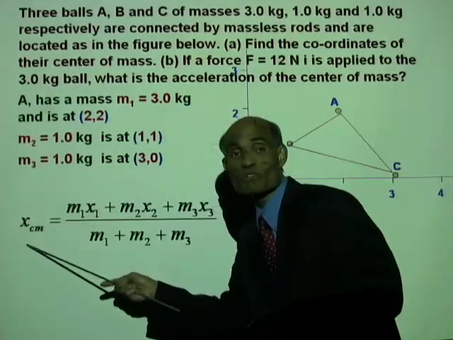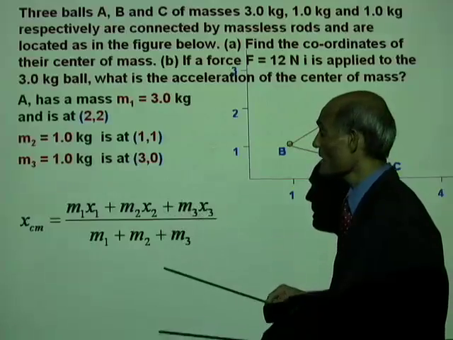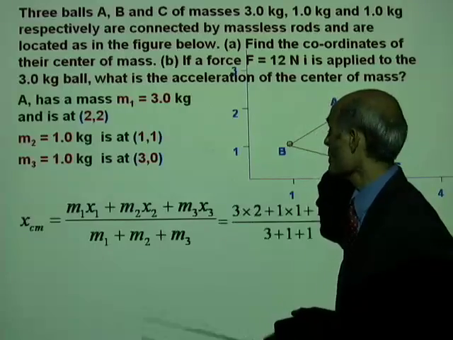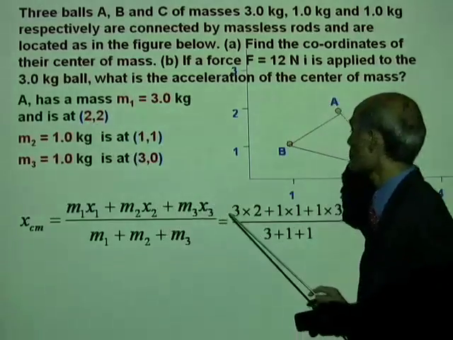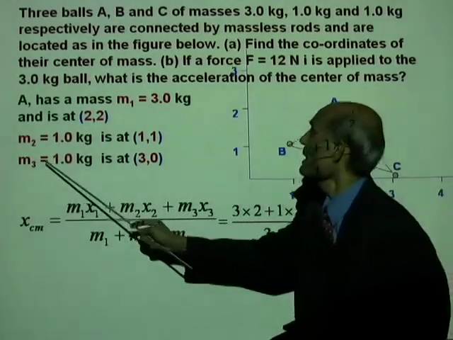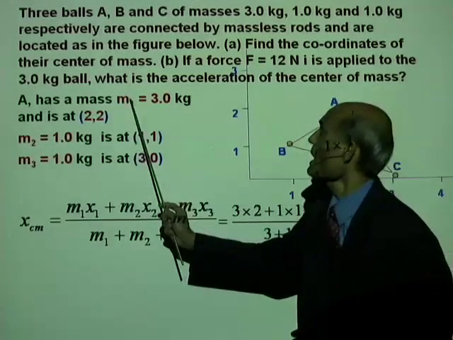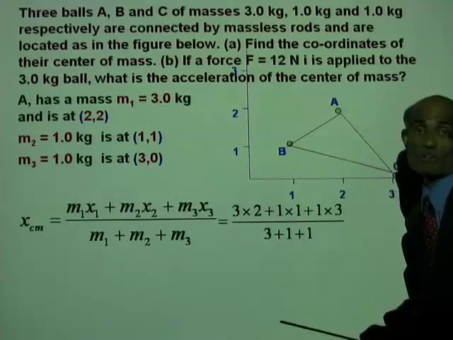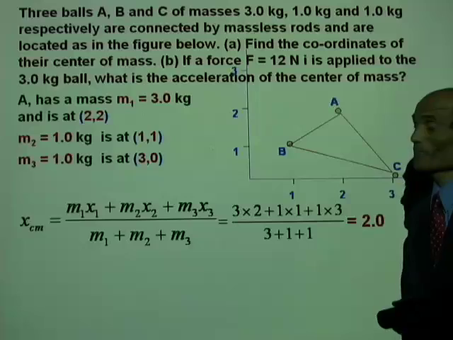The x position of the center of mass is m1 x1 plus m2 x2 plus m3 x3 over m1 plus m2 plus m3. That will be m1 x1 is 3 times 2, plus m2 x2 is 1 times 1, plus m3 x3 is 1 times 3, divided by m1 plus m2 plus m3, which is 3 plus 1 plus 1. Now do that on your own and see whether I got the right answer. That is x center of mass equal to 2.